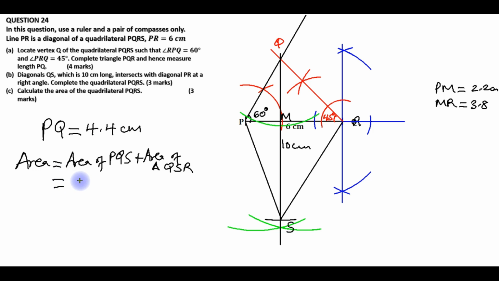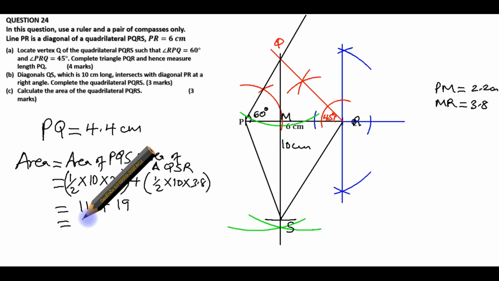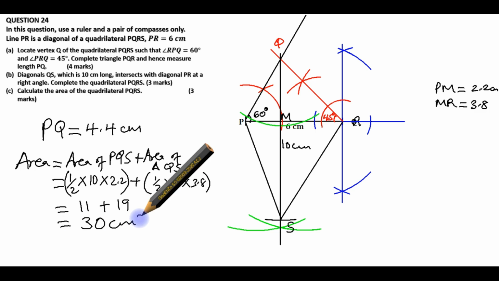So the area will be a half base for this triangle, the base is 10, then height is 2.2, and then plus the other one is a half times base 10 times the height from M to R, which is 3.8 centimeter. So for this one, this will be 11 plus the other one will be 19. So if we add, we get 30 centimeter squared.